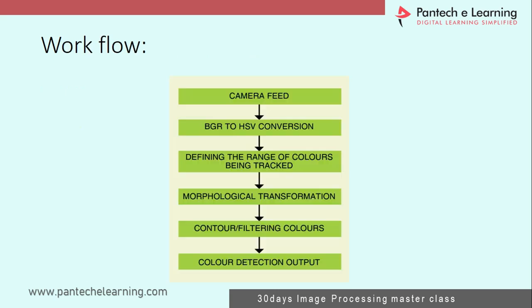Okay, so what is the procedure, the workflow for that? We are going to write the code for this procedure. First of all, we need camera access or digital image processing. We need to load the image or use live camera access. That is called the camera feed. What about the next step? We need to do the HSV conversion, from BGR to HSV.